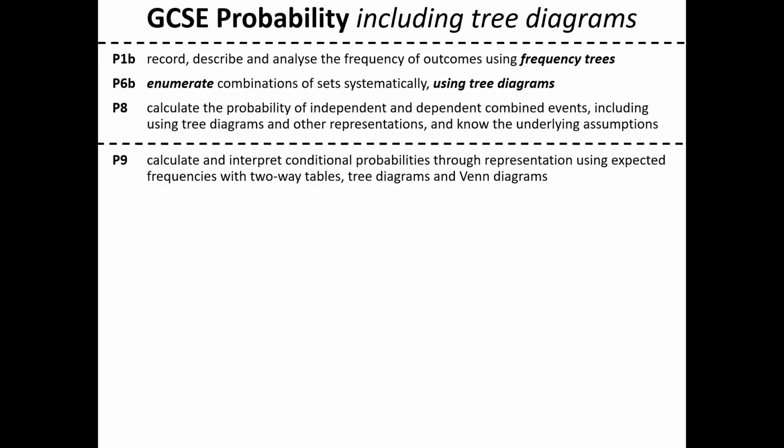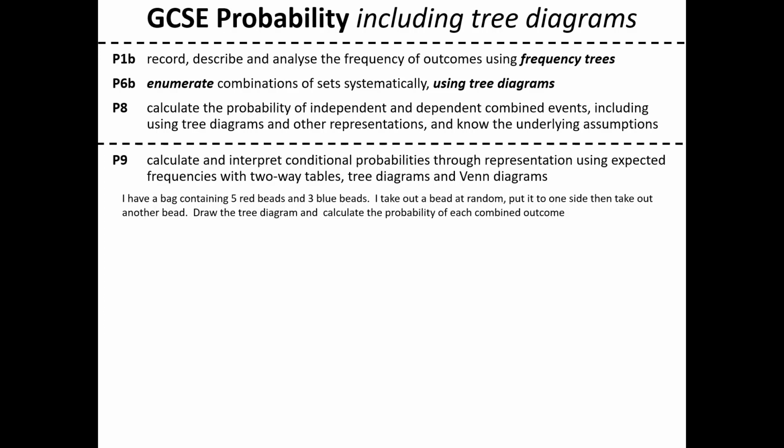Finally, we get to the last 2 bits of our probability curriculum at GCSE. You're stuck with tree diagrams. And here is a classic tree diagrams problem. Bag containing 5 red beads and 3 blue beads. Make sure they know what beads are. At least I used the word beads. A lot of the books will refer to marbles. A significant number of pupils have not seen one.